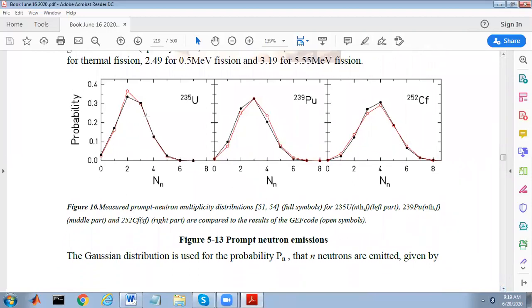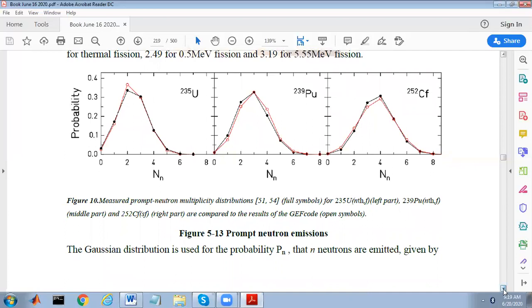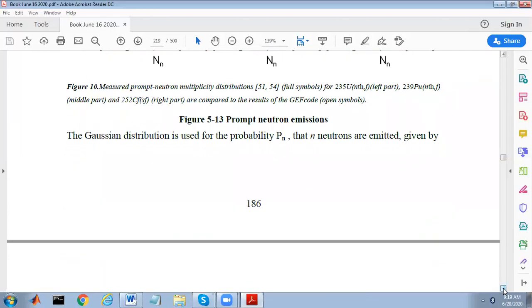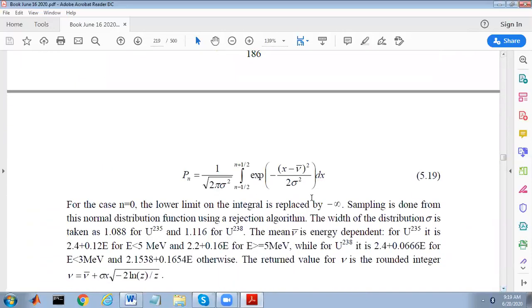And doesn't it look like a Gaussian distribution function, the normal distribution function that we considered earlier? Well, yes, you can say that it's a Gaussian distribution function. So what we do is we represent the outcome by a Gaussian distribution function like 5.19. The mean value is nu bar and the standard deviation is sigma.